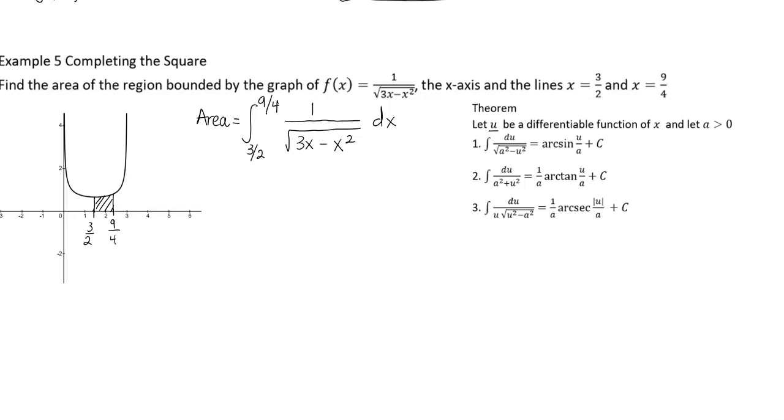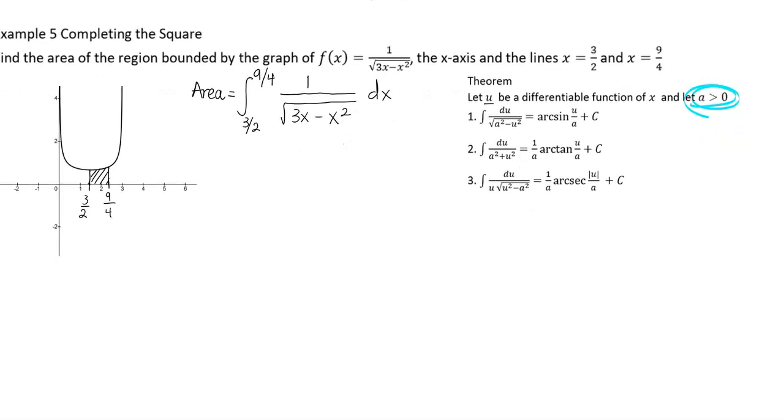So in our theorem, we have two forms that do have a square root in the denominator, but in both of them, it's either a squared minus u squared or u squared minus a squared. When we're looking to match forms, a is only a number, right? A is just a number. So I can't match this to a squared minus u squared because this first expression, 3x, is not just a number. So the first thing we're going to do is take the 3x minus x squared that's under the square root, and we're going to complete the square on it.